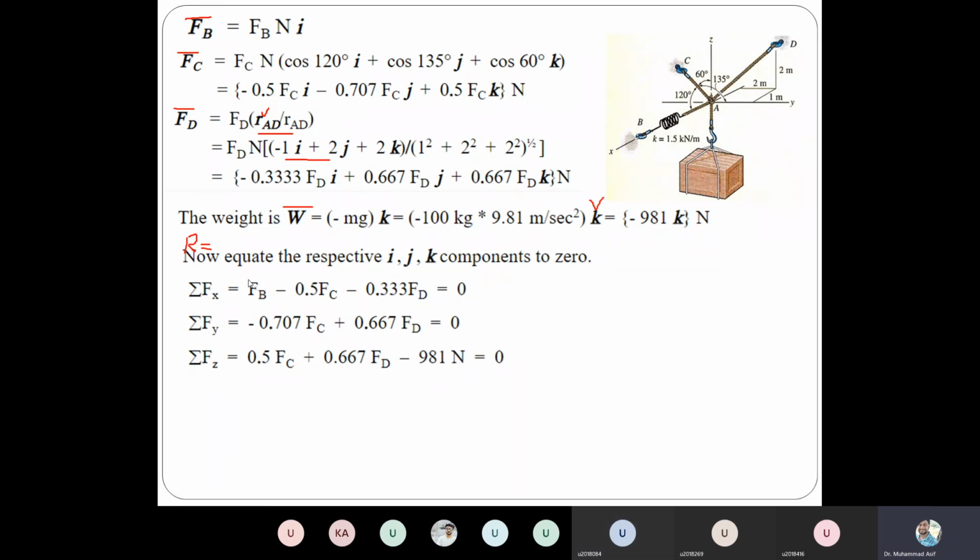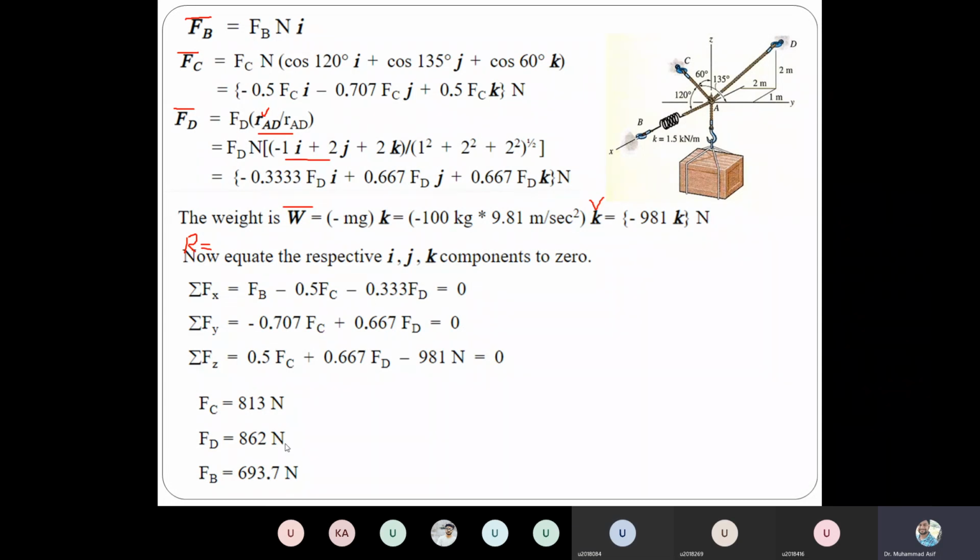Fx means just the i component. For example, in the first case, the i component is FB. In the second case, the i component is minus 0.5 FC. Similarly, here is the i component. So in all three equations, now you have three equations and three unknowns: FB, FC, and FD. You know how to solve simultaneous equations. If you solve these three equations, then you can get the three forces.